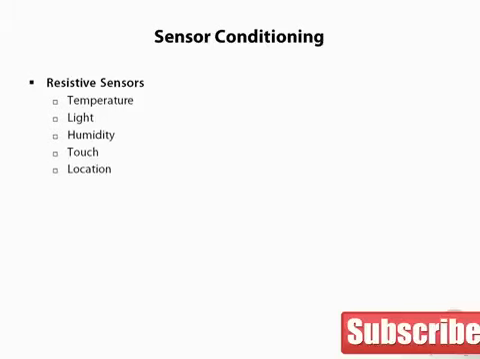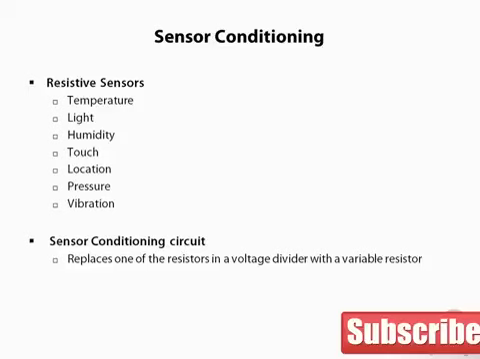Sensor conditioning is another example of a voltage divider. There are many sensors that vary their resistance with respect to a physical property. Resistive sensors can be found that are sensitive to temperature, light, humidity, touch, location, pressure, vibration, as well as many other properties. The sensor conditioning circuit replaces one of the fixed resistors in a voltage divider circuit with a variable resistor. This converts the characteristic resistance of a sensor to a usable voltage.